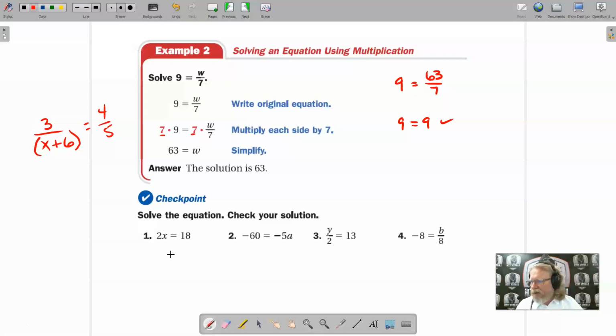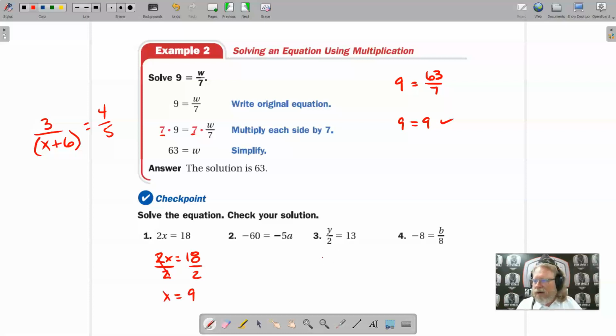All right, look at this first one here. We have 2x equals 18. So the 2 is tied to the x through multiplication. The opposite operation is division. We're going to divide by the very number we wish to get rid of, which is 2. And what we do to one side, we're going to do to the other. The 2's are going to cancel each other, leaving us with just x, and 18 divided by 2 is 9.